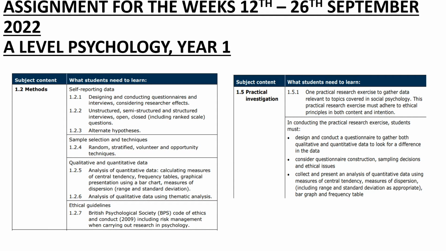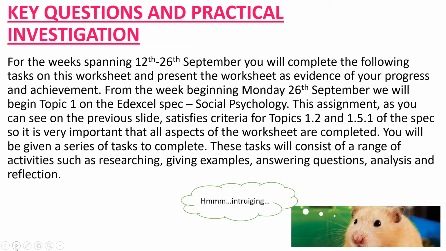Obviously, if you have any questions, please ask Miss Hubbard, who is the head of psychology. But you should find it pretty straightforward. Okay, so the assignment is all focused around key questions and a practical investigation. You'll be doing lots of practical investigations throughout your time as a psychology student, and this is a fairly accessible one because it's going to be on questionnaires.